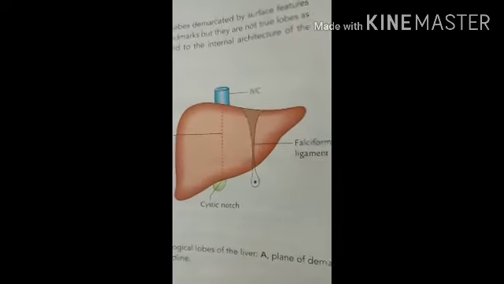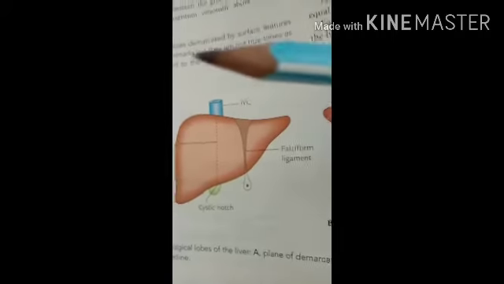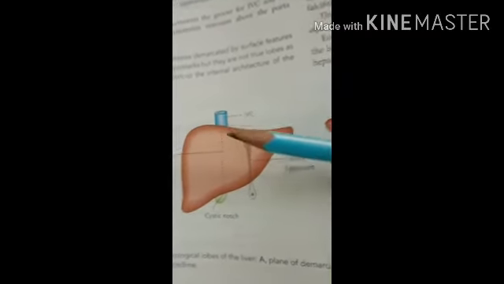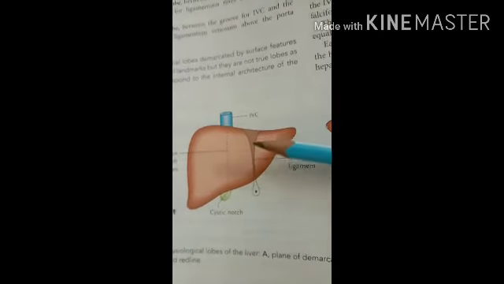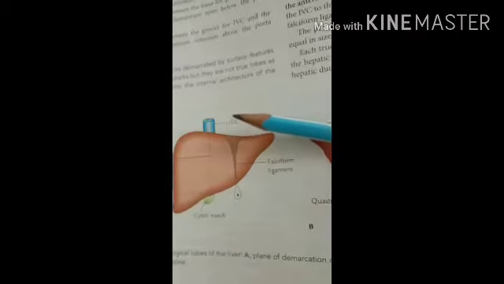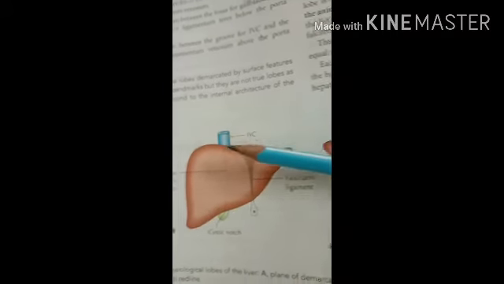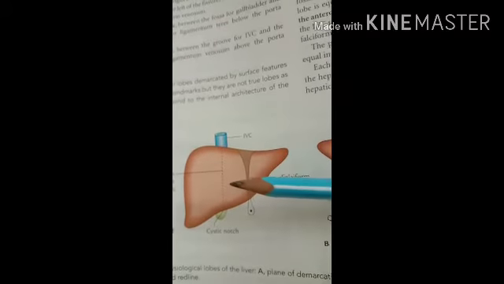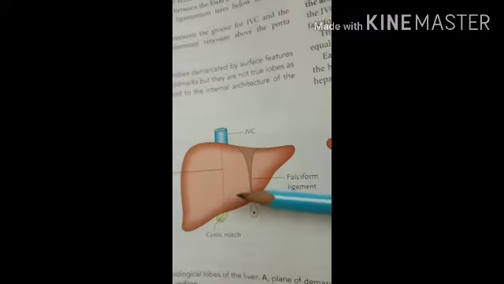Next clinical point is liver resection. It is done commonly for primary and secondary tumors. Whenever a tumor occurs in the liver, 80% of the liver may be removed safely, and it can regrow after 6 to 12 months.